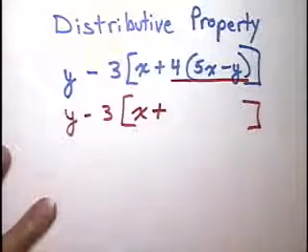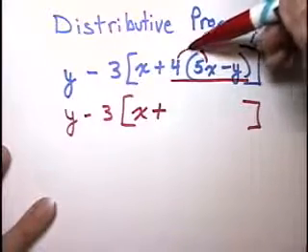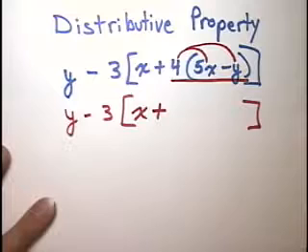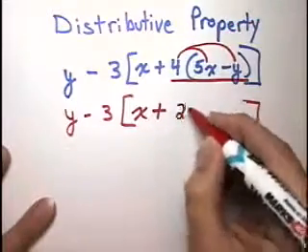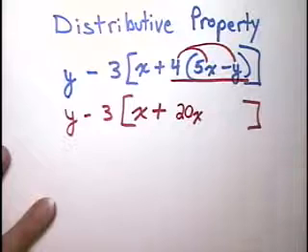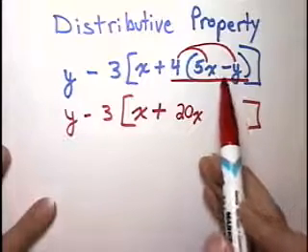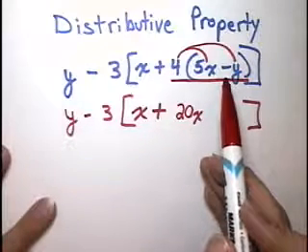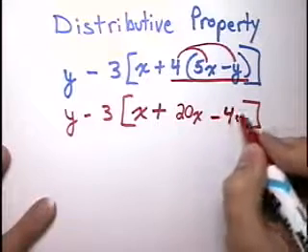The distributive property says that I can take the 4 and multiply it inside the parentheses if I remember to multiply it by both terms inside. Taking the 4 times the 5x will give me 20x. Taking the 4 times the y, I have to remember to pay attention to the sign in front of the y. So 4 times minus y will give me a negative 4y.